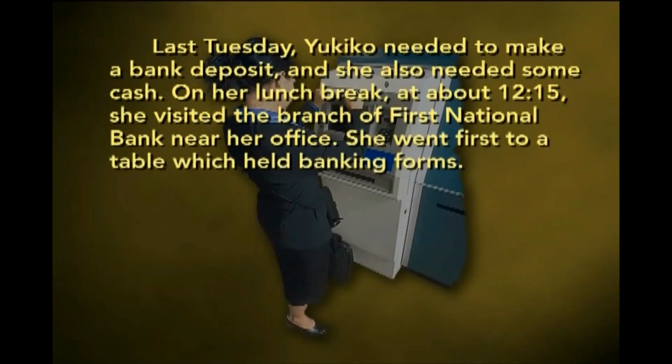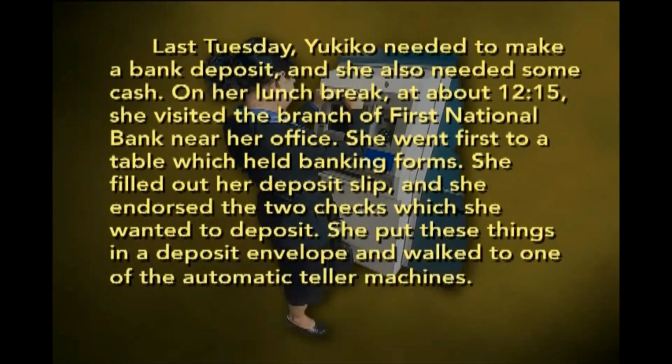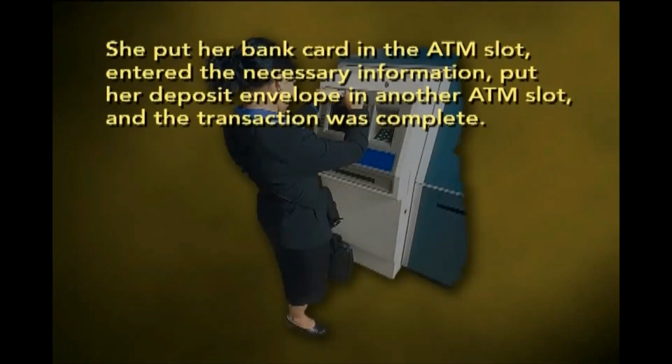She went first to a table which held banking forms. She filled out her deposit slip, and she endorsed the 2 checks which she wanted to deposit. She put these things in a deposit envelope and walked to one of the automatic teller machines. She put her bank card in the ATM slot, automatic teller machine, entered the necessary information, put her deposit envelope in another ATM slot, and the transaction was complete.